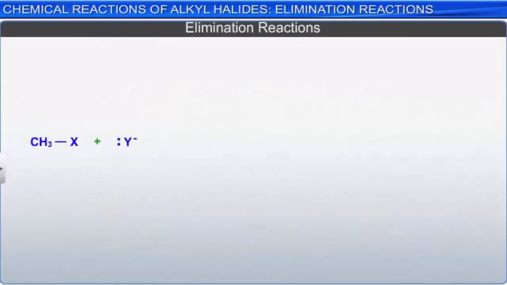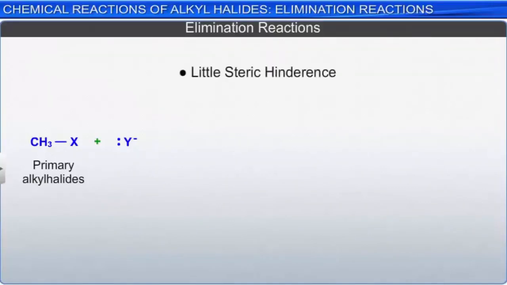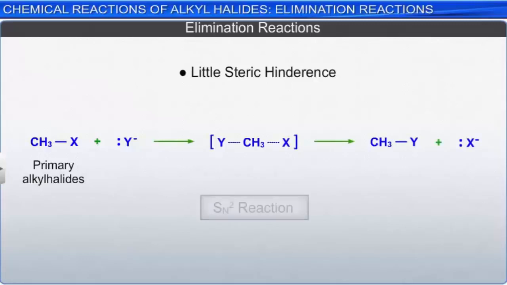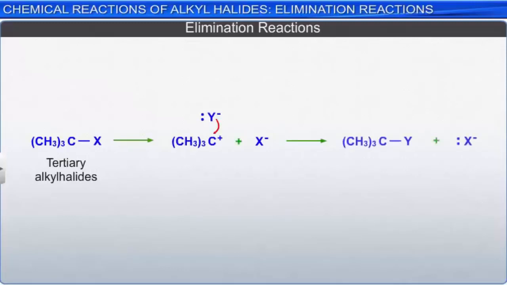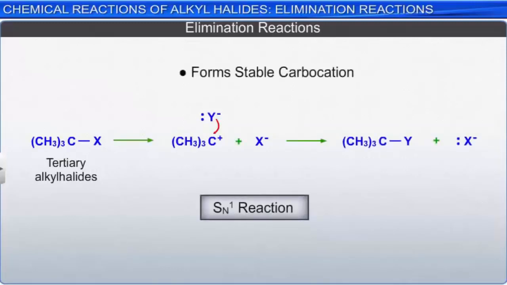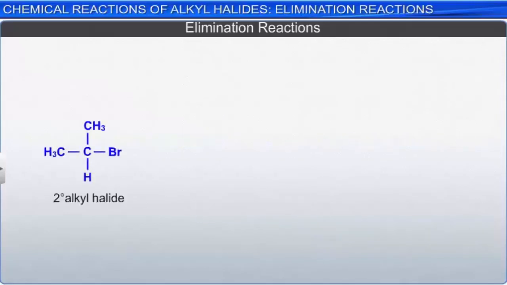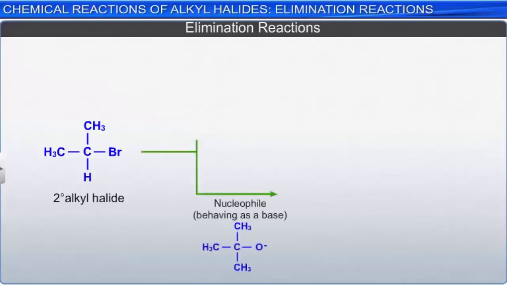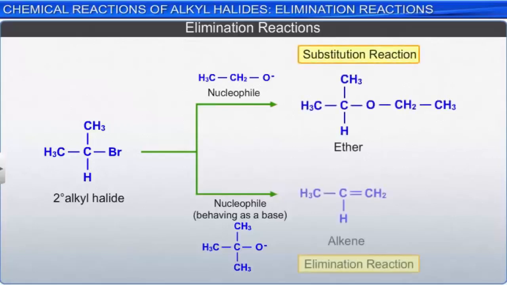For example, primary alkyl halides have little steric hindrance, and hence readily undergo SN2 reactions, while tertiary alkyl halides undergo SN1 reactions due to the formation of a stable carbocation. Secondary alkyl halides, depending on the strength of the base or nucleophile, may undergo either substitution or elimination reactions.